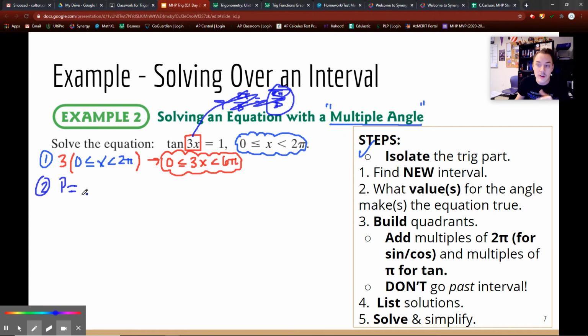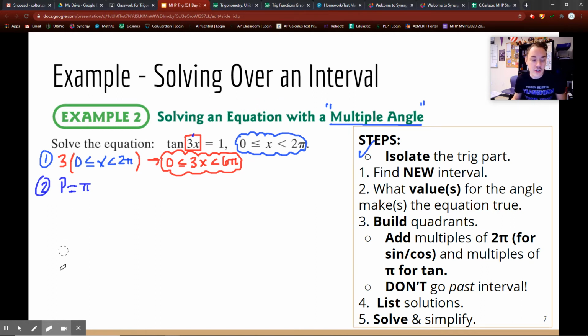But I'm just going to let you know, tangent in general, my period is always going to be pi. Make sense? Forget everything I just said. Forget all of that. If that confused you, I don't want you to think about it. I'm ordering you not to think about it. What I'm saying is, in general, my period for tangent is pi. Now, where on the unit circle does tangent equal 1? That's what I want you to ask. Where on the unit circle does tangent equal 1?